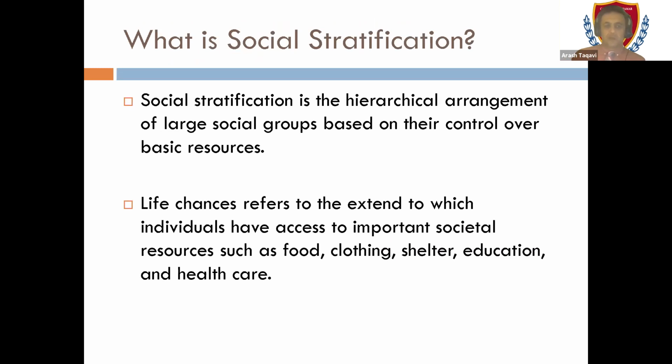Groups and resources. These are the keywords. Basic control over the basic resources only by large social groups, not large societies, is the hierarchical arrangement of large social groups based on their control over basic resources. If I want to consider another important keyword, I can choose also the word control. You can find the meaning of control in the heart of the meaning of social stratification.